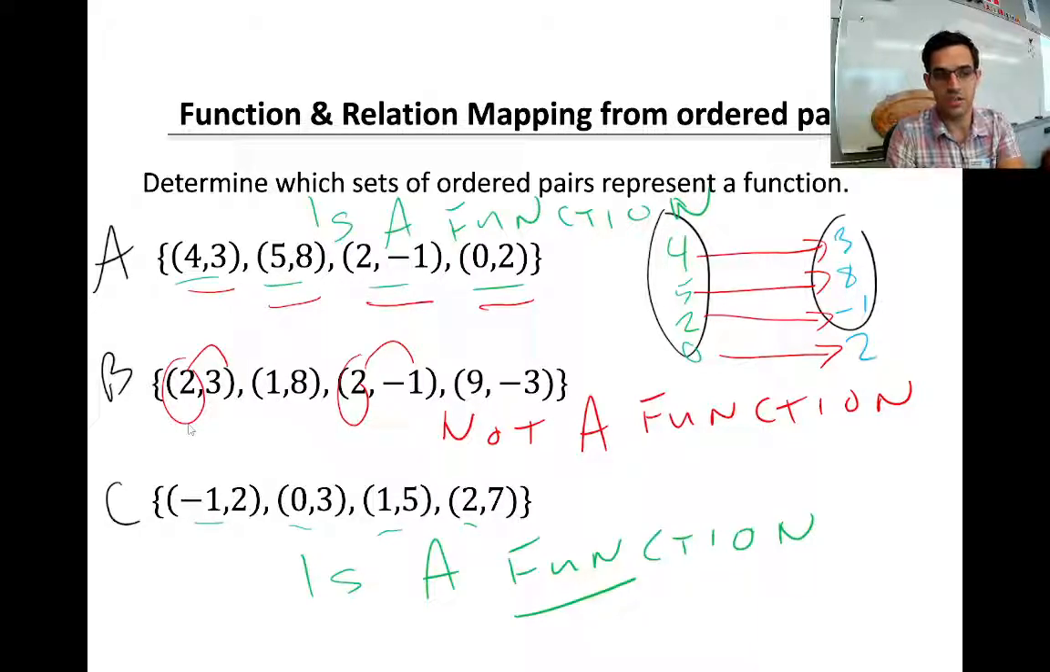Example C is a function, and I can see really easily the x values are -1, 0, 1, and 2. There are no repeats. So if I drew that diagram, each x value, each element in the input would have 1 arrow coming out of it. So it is a function.